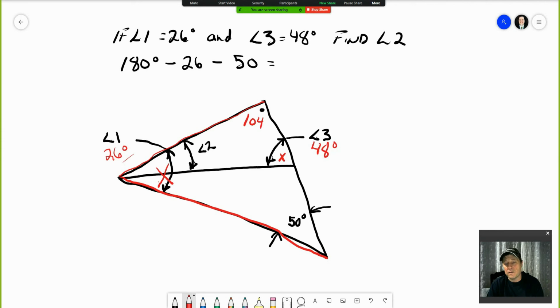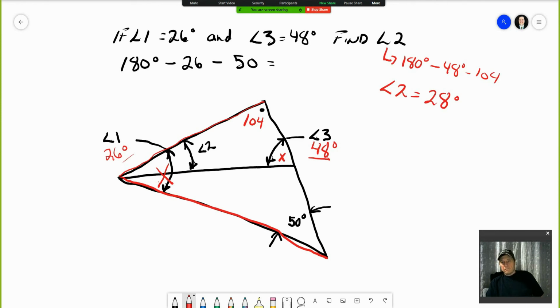Okay, well, how does that help us? Well, now what we know is this angle here and this angle here. So that will allow us to solve this angle here, angle 2, right? So I know that angle 2 is 180 degrees minus 48 minus 104, right? So 180 minus 48 minus 104. So I know that angle 2 equals 28 degrees. Okay?